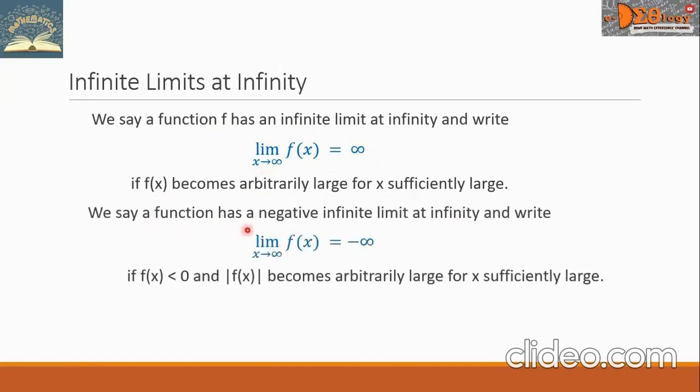We say a function has a negative infinite limit at infinity and write limit of f of x as x approaches infinity equals negative infinity, if f of x is less than 0 and the absolute value of f of x becomes arbitrarily large for x sufficiently large. Similarly, we can define infinite limits as x approaches negative infinity.